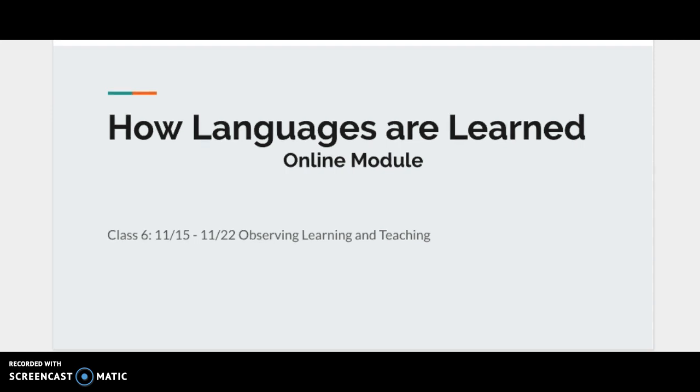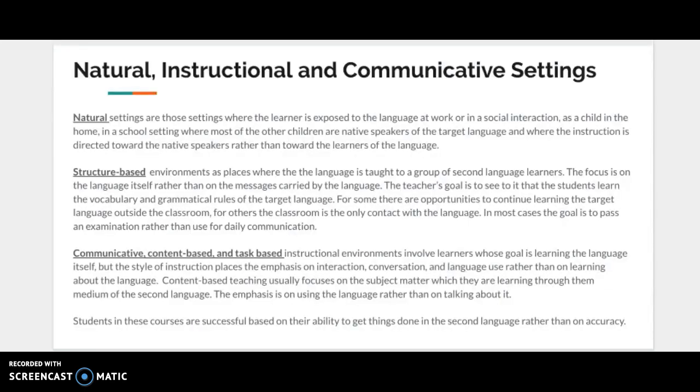So first of all, we'll talk today about natural versus instructional and communicative settings as we teach second language acquisition. So making sure we have an understanding of each of these, and then we'll dive in just a little bit more. So natural settings are those settings where the learner is exposed to the language at work or in a social interaction, as a child in the home, in a school setting where most of the other children are native speakers of the target language, or where the instruction is directed toward the native speaker rather than toward the learners of the language. So that's natural. They're able to interact in the language and in natural context.